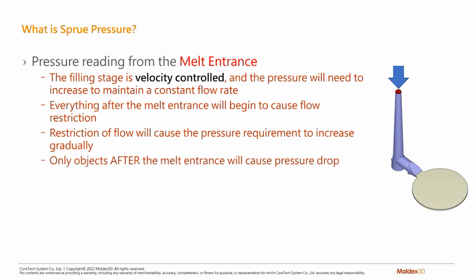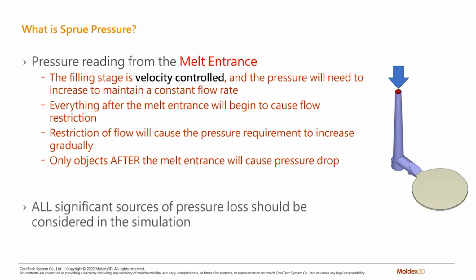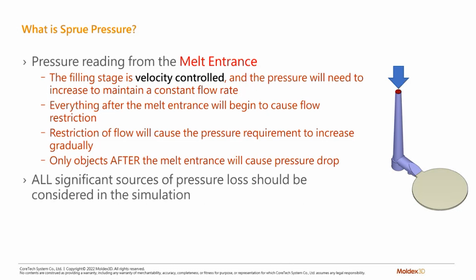Only objects after the melt entrance will cause the pressure drop. So all the models after the melt entrance will continue to cause the pressure drop and will be calculated. Anything above won't be. So all significant sources of pressure loss should be considered inside the simulation. Like I said, if you have a nozzle or hot runner, you have the design for it, please consider it. That will be important in capturing the accurate pressure and comparing between simulation and production.